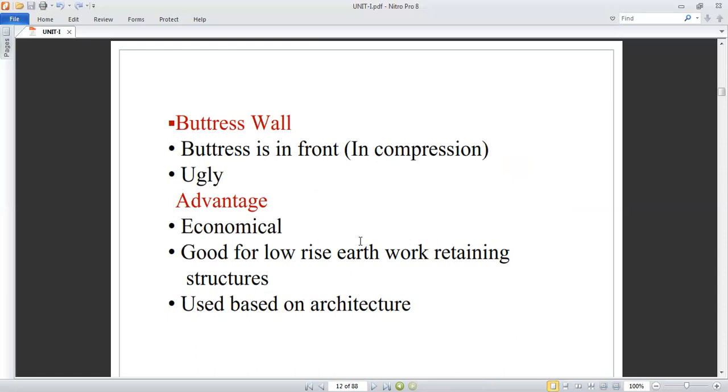Okay, so since it is in the front, on the elevation part of your counterfort, it makes the look not aesthetic. So if you look upon the advantages of your buttressed wall, it is economical and good if it is low rise earthwork. Okay, and it is also used for architectural reasons.